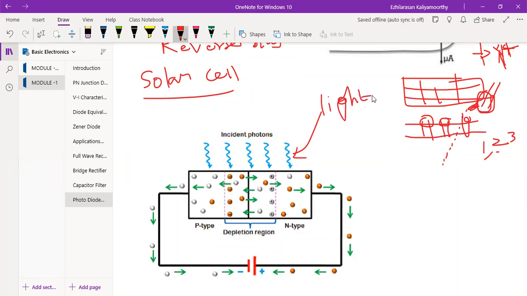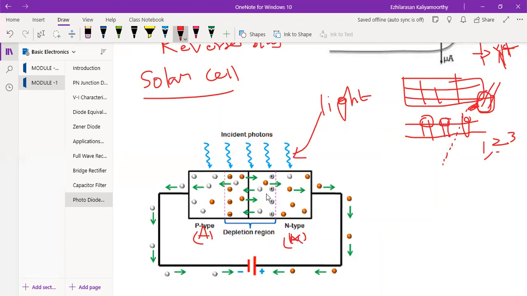Okay, now from the construction we can say the photodiode has two terminals, a cathode and an anode. The p type we call the anode, and the n type we call the cathode.